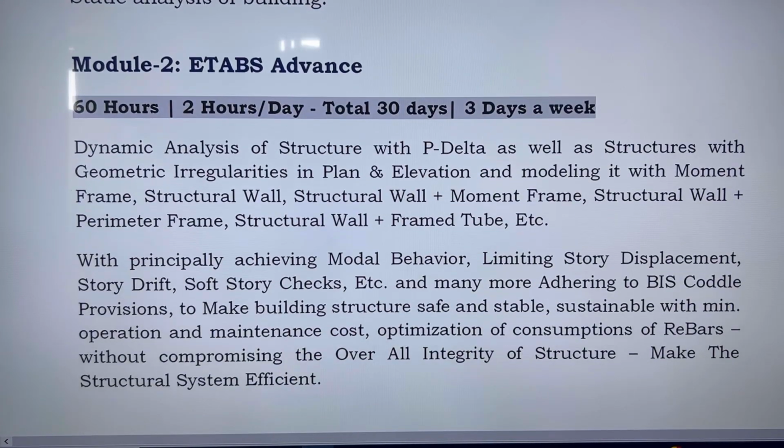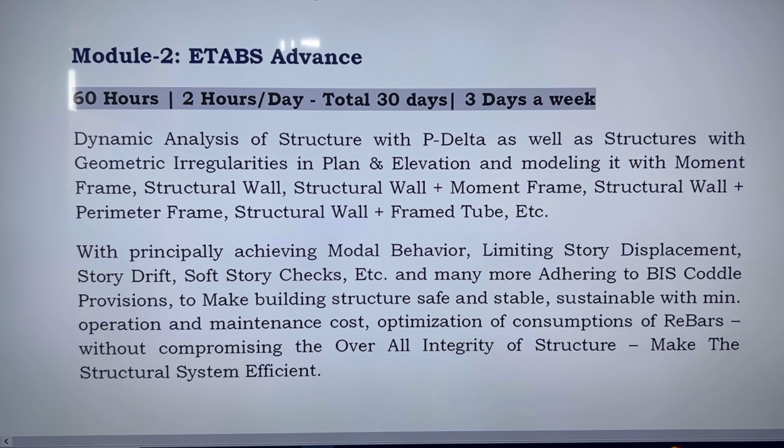Module 2, that is ETABS Advanced. Dynamic analysis of structures with P delta, and structures with geometric irregularity in plan and elevation, modeling them as moment frame, structural wall with moment frame, structural wall with perimeter frame, structural wall with frame tube, etc. Principally achieving modal behavior, limiting story displacement, story drift, the stability checks, etc.